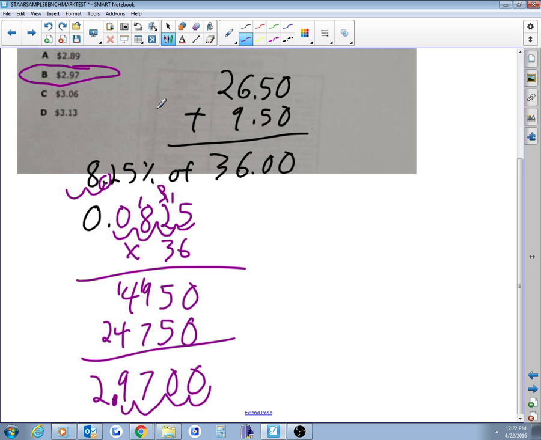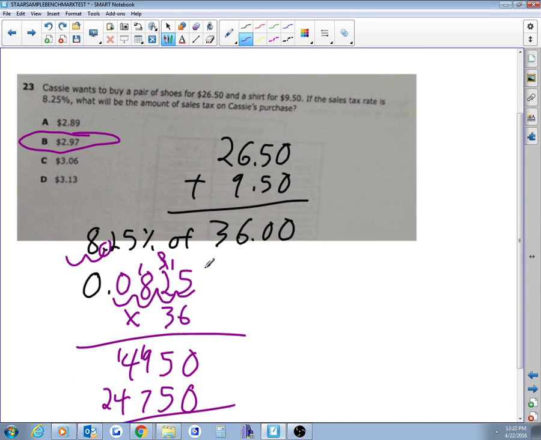$2.97 is our tax. Now, if we wanted the price after tax, we'd have to add that to the 36, and it would give us $38.97 would be the price after tax.